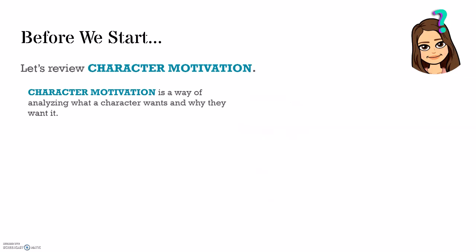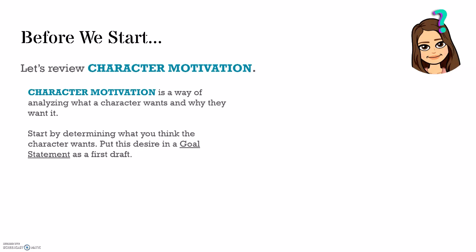Character motivation is a way of analyzing what a character wants and why they want it. This is similar to the way we consider motivation in real life. We often try to determine what someone really wants when we make an observation about their behavior. For example, if you notice that your mom stops washing your dishes and doing your laundry, you may want to consider her motivation for changing her behavior. What does she want? Maybe she wants you to start doing those chores for yourself.